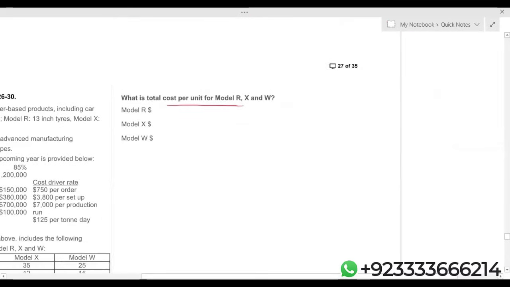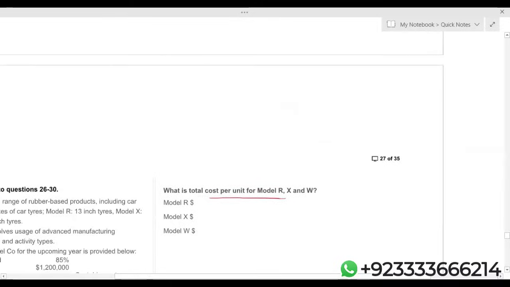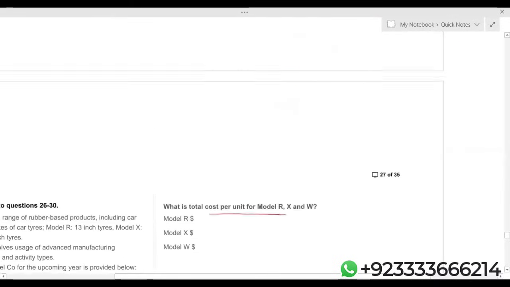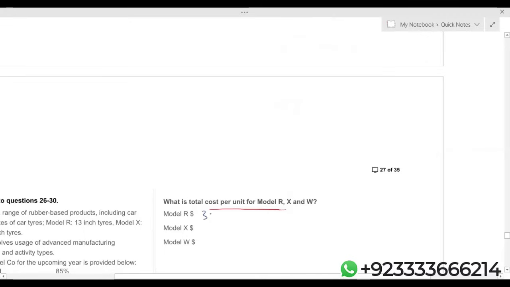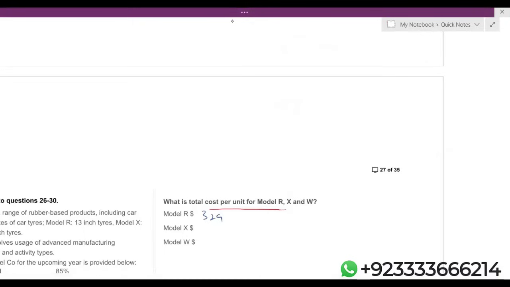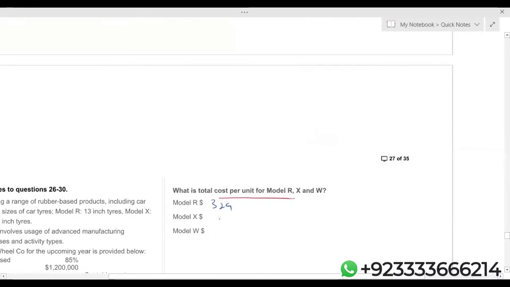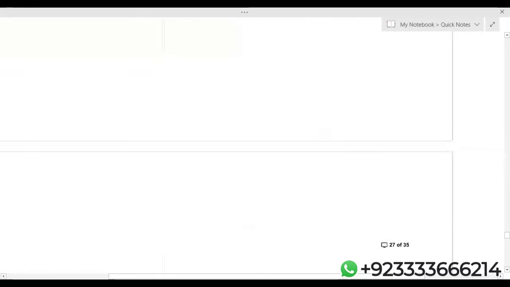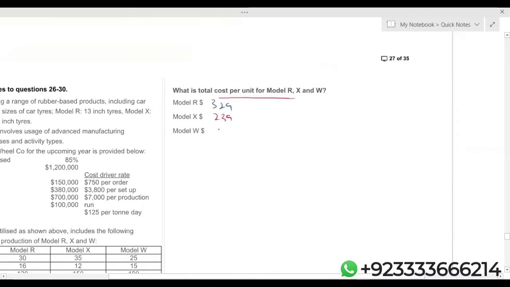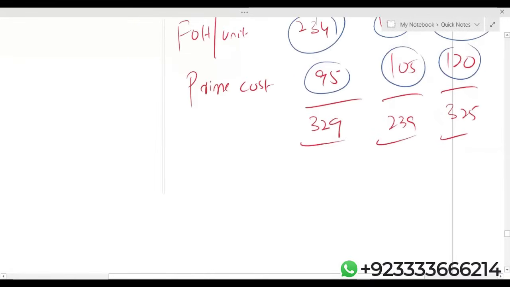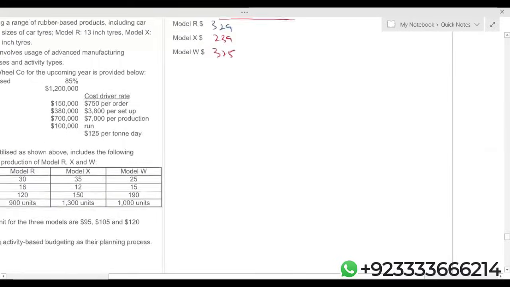So do we need to, okay, they have not given us choices again, so we have to write 329, 329, 239, and the last one is 325. Okay.